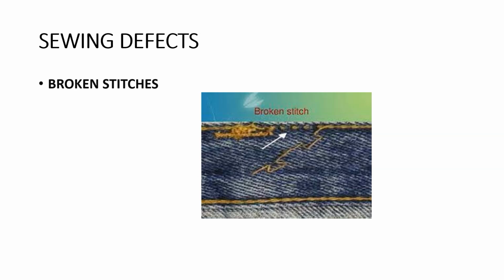Now, you can see that in the denim garment there is a broken stitch. The stitch is broken during the time of sewing operations, so this also comes as a defect in the sewing operations. We need to control it. We cannot afford that broken stitches will be generated in the garment.